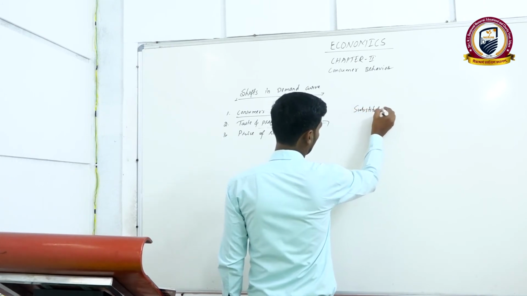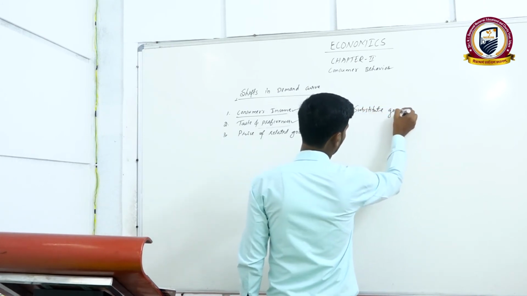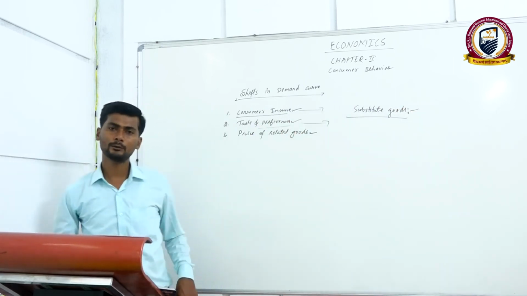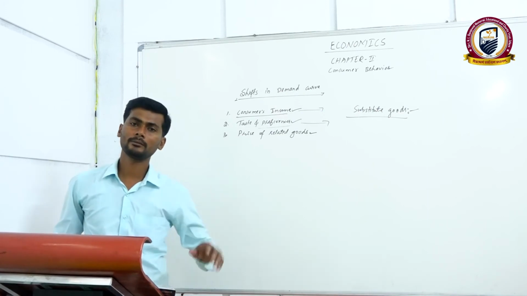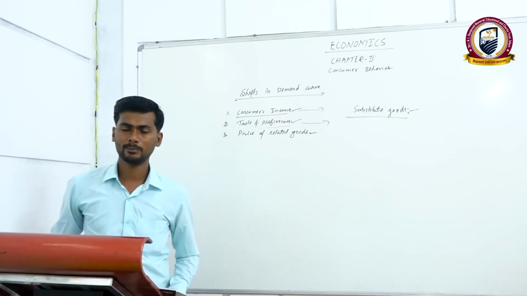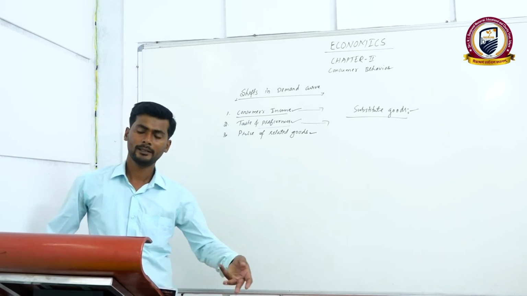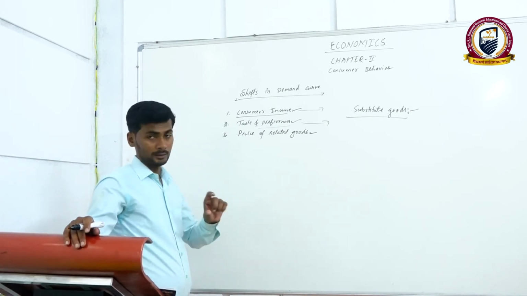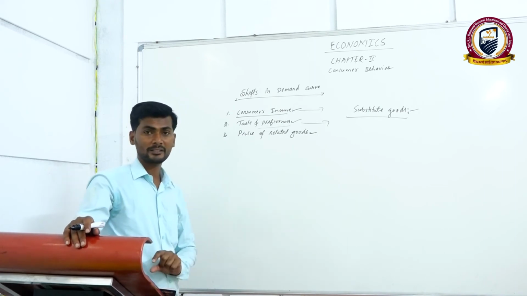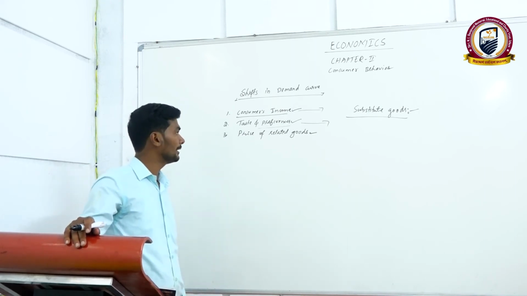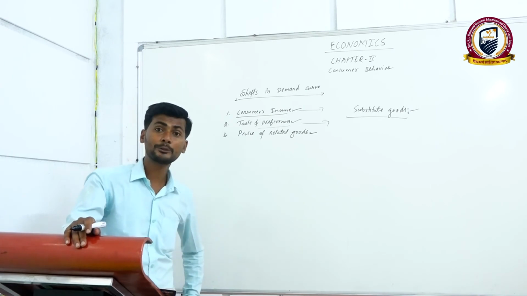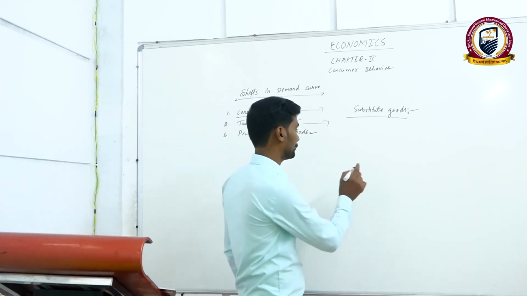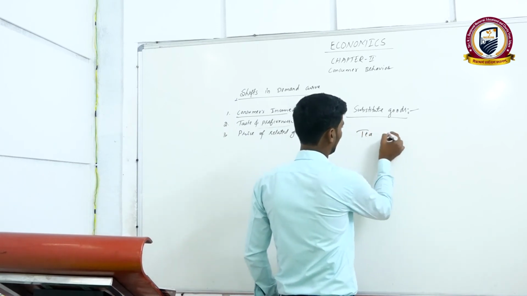In the last video, I explained about substitute goods. Okay, a good that can be used instead of another good is known as a substitute good. Example, tea and coffee. Here, the demand curve will shift due to change in the price of substitute goods. Okay, there are two substitute goods, tea and coffee.